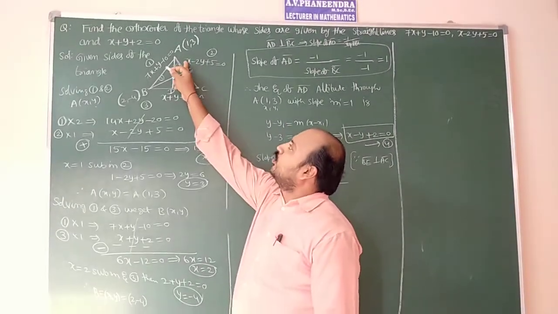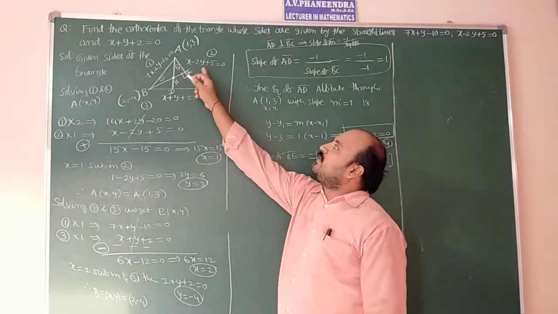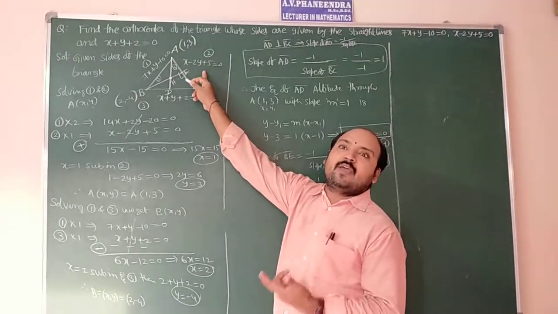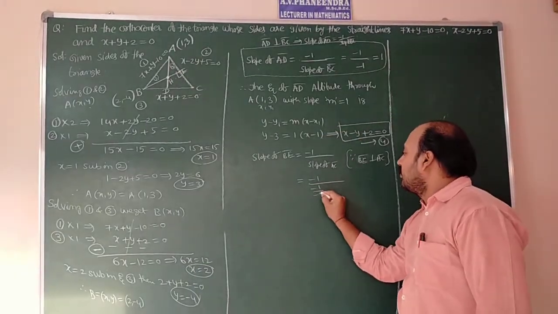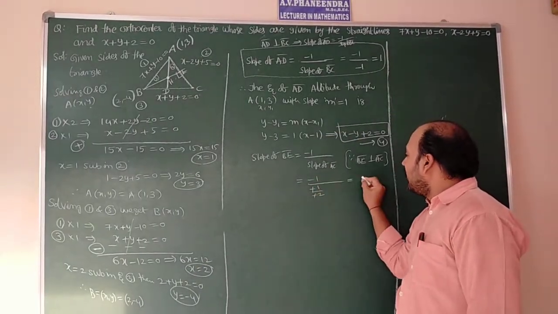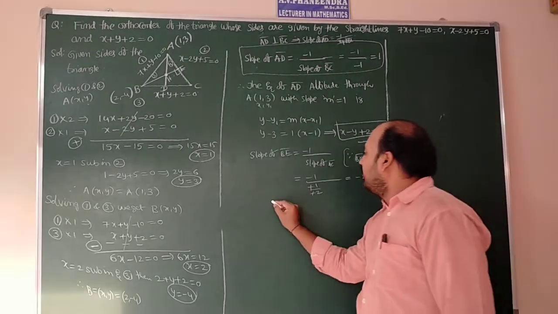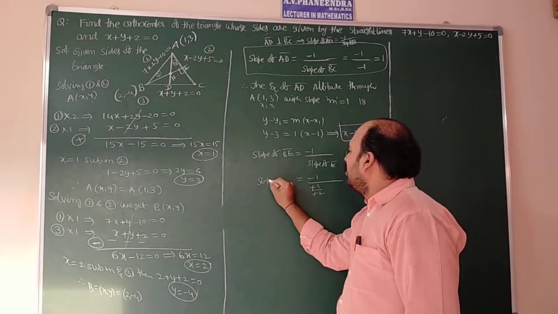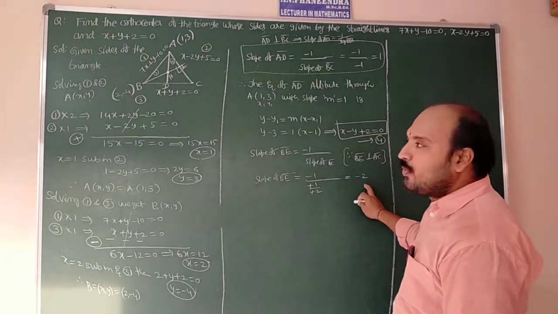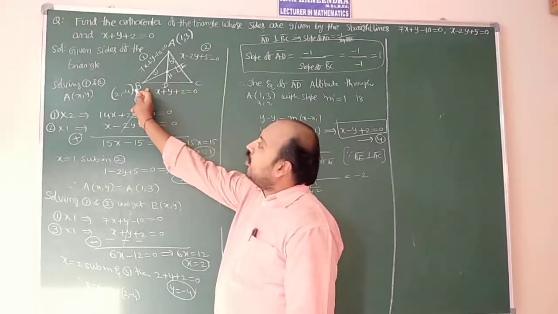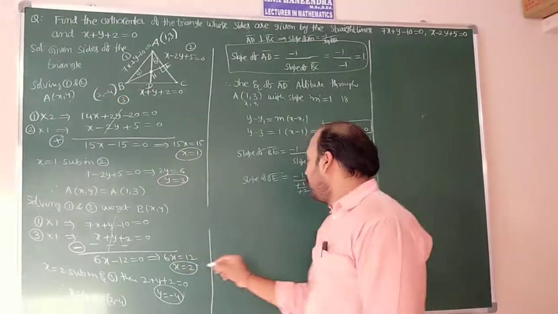This line, equation 2, is in the form of ax plus by plus c equal to 0. So the slope of the line is minus x coefficient by y coefficient. Minus 1 by minus 2. Here minus is there, the denominator goes to the numerator. Therefore, slope of BE is equal to minus 2. Now this BE altitude is passing through 2 comma minus 4.